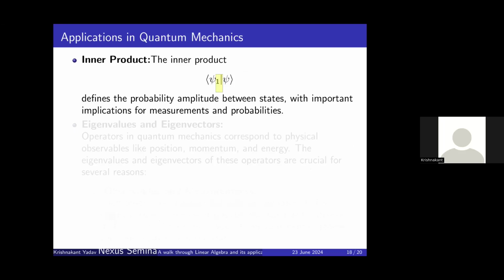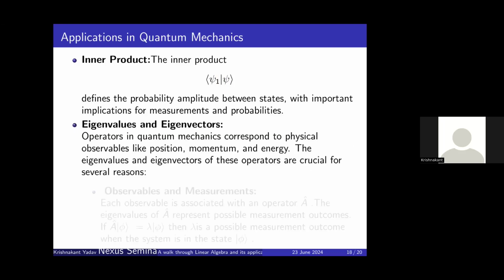Let's move on further on the eigenvalues and eigenvectors. What are their uses in quantum mechanics? Operators in quantum mechanics correspond to the physical observables, like position, momentum, and energy. The eigenvalues and eigenvectors of these operators are crucial for several reasons.